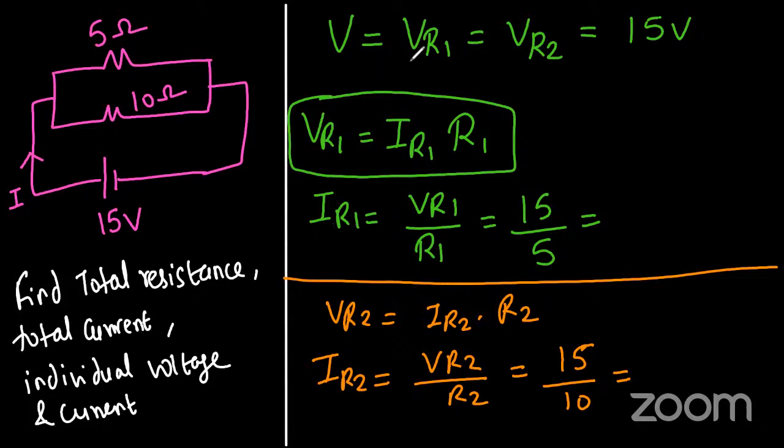So just use the chat box and give the answer. What is the value of IR1 and IR2? Simple question. Just give the answer. And you also have to cross check whether it is correct or not, by using which formula? I is equal to IR1 plus IR2.